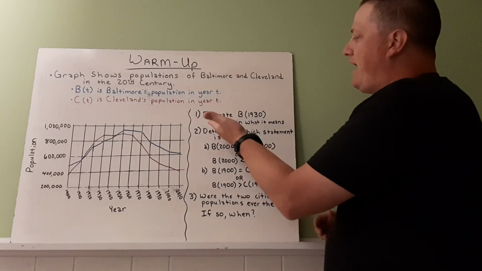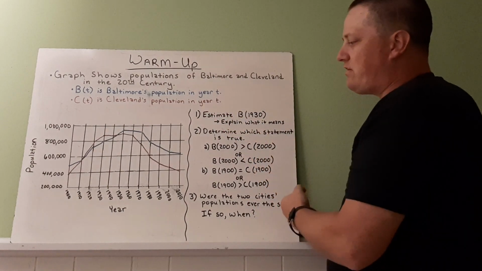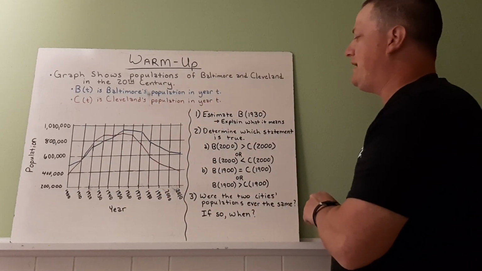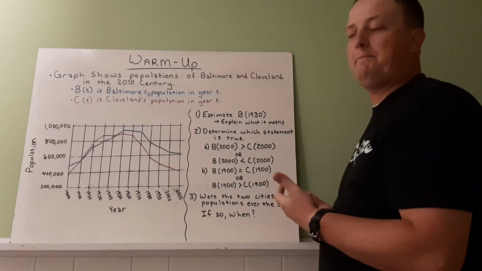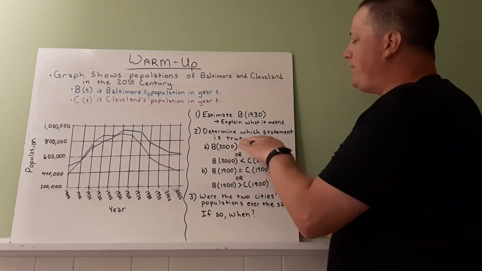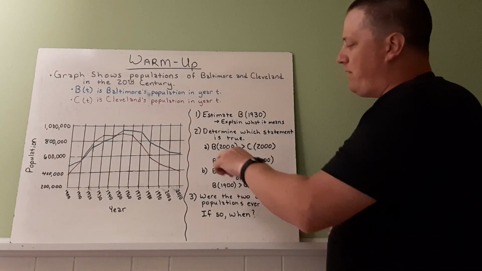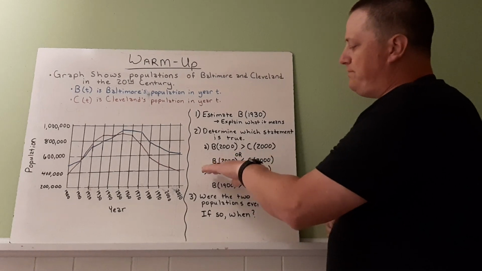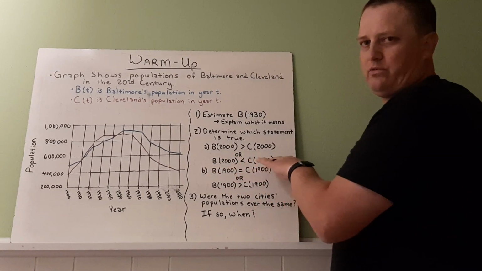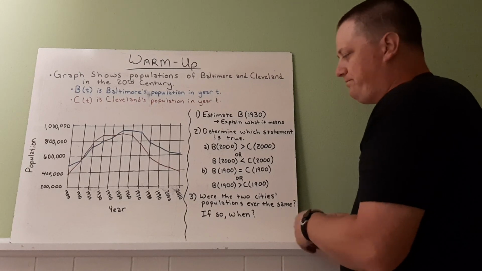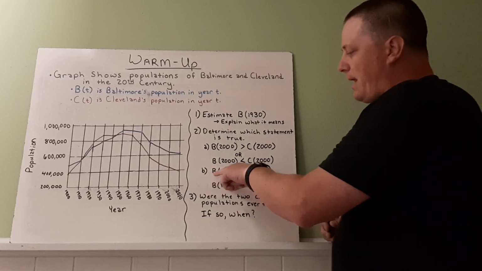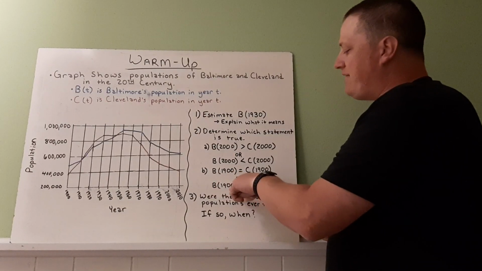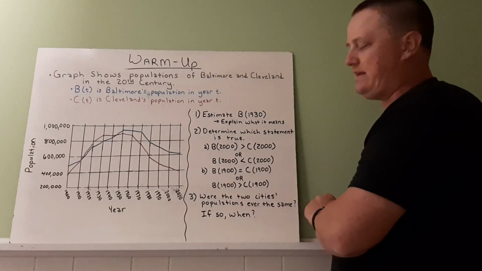So first, estimate B of 1930. So go to 1930 and estimate where Baltimore's population would be at 1930 and explain what it means. Determine which statement is true. So is B of 2000 greater than C of 2000, or is B of 2000 less than C of 2000? Which of those is true? Is B of 1900 equals C of 1900, or B of 1900 is greater than C of 1900.